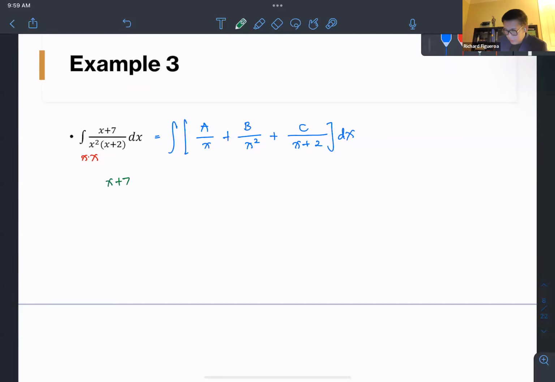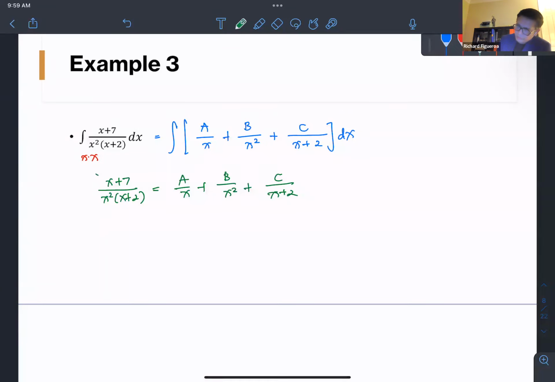The partial fraction equivalent: x plus 7 all over x squared times x plus 2 equals A all over x, plus B all over x squared, and plus C all over x plus 2. So we multiply everything by x squared times x plus 2. Eliminating the denominator, we'll just have x plus 7.